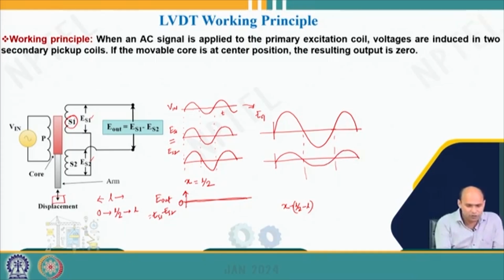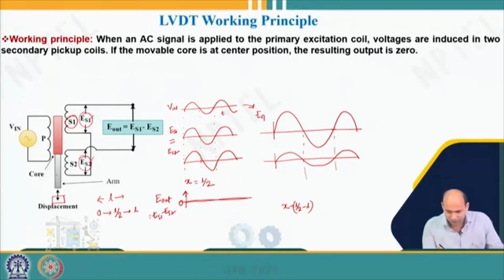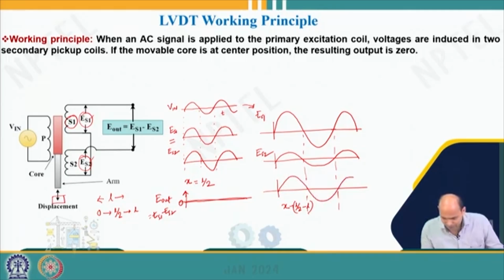Because if the core is towards S1, so if it is moved upwards and if it is close to S1, then obviously the coupling with respect to S1 will be more than S2, and as a result my ES1 value will be more than ES2, is not it? So if this one is my ES1 and this one is the ES2, then if I take the difference, that is ES1 minus ES2, that will be obviously something like this. So this one is your E out.